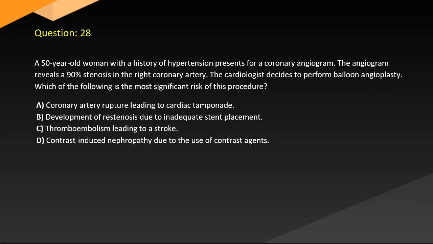Question 28. A 50-year-old woman with a history of hypertension presents for a coronary angiogram. The angiogram reveals a 90% stenosis in the right coronary artery. The cardiologist decides to perform balloon angioplasty. Which of the following is the most significant risk of this procedure? A. Coronary artery rupture leading to cardiac tamponade. B. Development of restenosis due to inadequate stent placement. C. Thromboembolism leading to a stroke. D. Contrast-induced nephropathy due to the use of contrast agents.